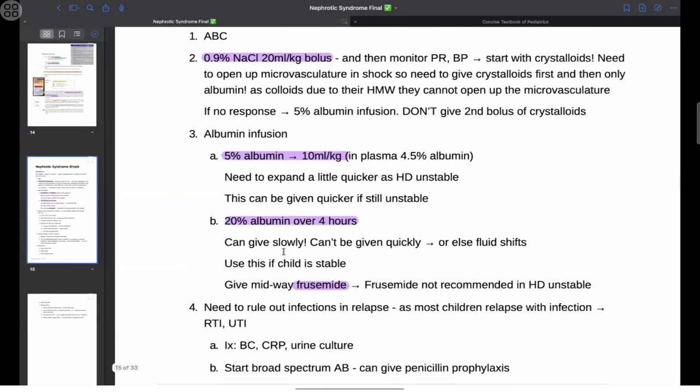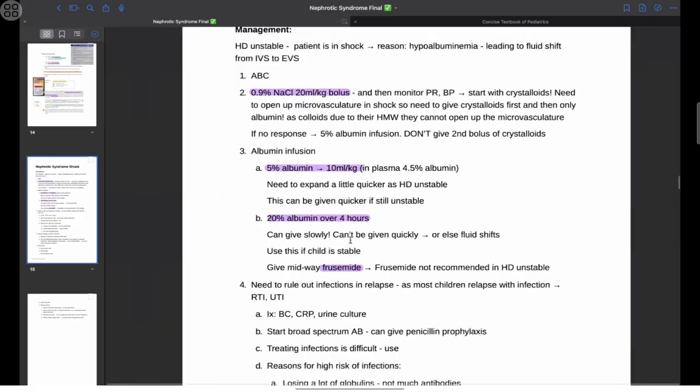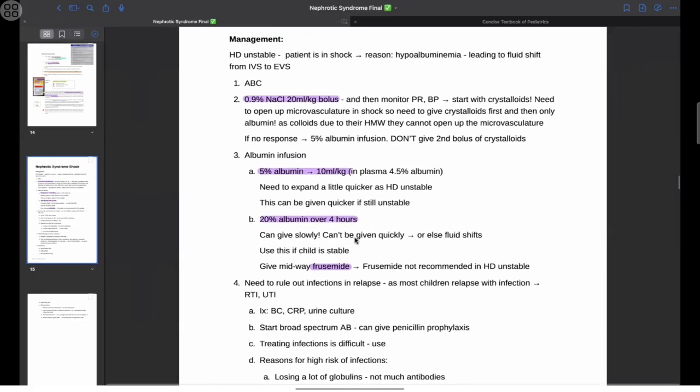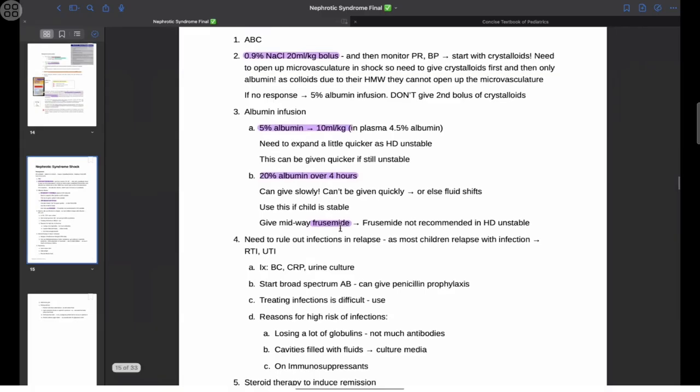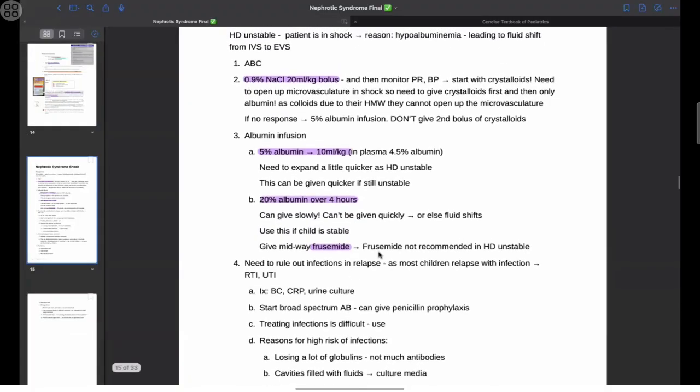Okay. Then if you're giving 20% albumin, you can give that over 4 hours. When you're giving it over 4 hours, you can give it slowly, but you can't give it quickly. So you have to give it more slowly. Just know that. And when you're giving this slowly over 4 hours, midway you give furosemide. But remember, like I said earlier, furosemide is usually not recommended if the child is hemodynamically unstable.